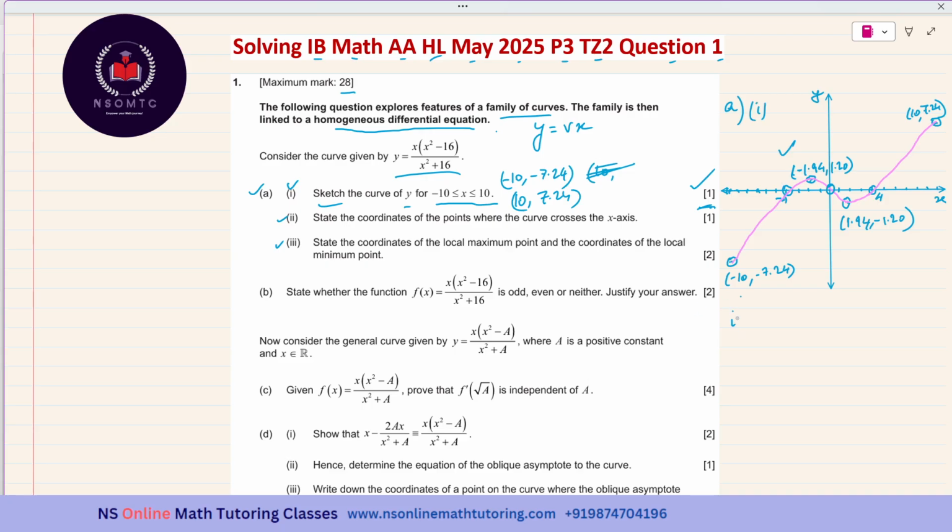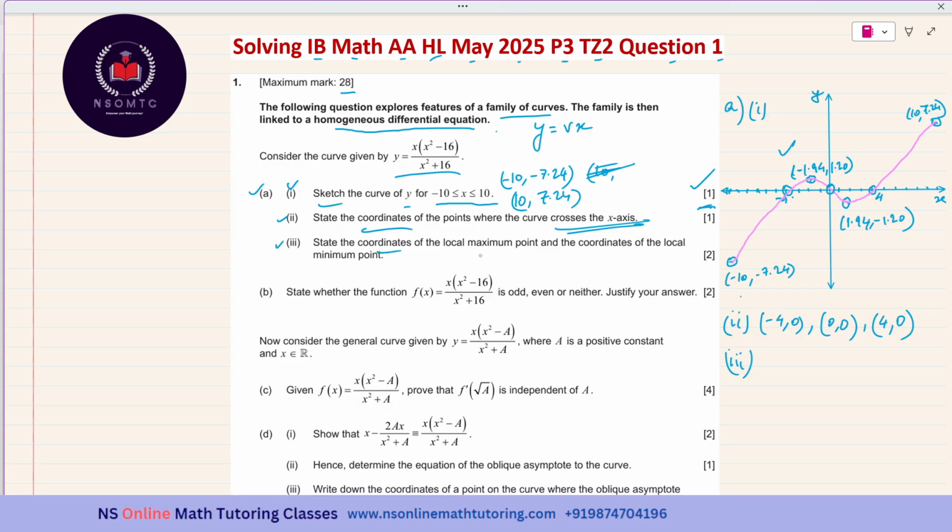And coming to ii, state the coordinates of the points where the curve crosses the x-axis, that means the zeros. So it is crossing the x-axis at 3 points. This one is -4, so it is -4, 0. Coordinates means we have to give both the x and the y coordinates. 0, 0 and 4, 0. Okay.